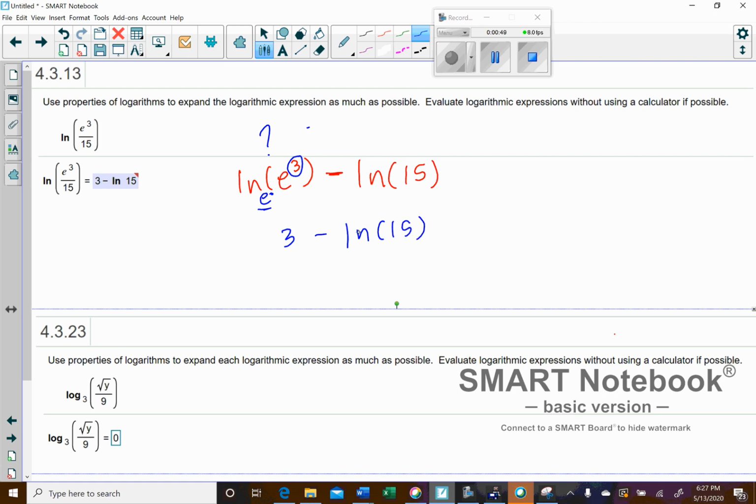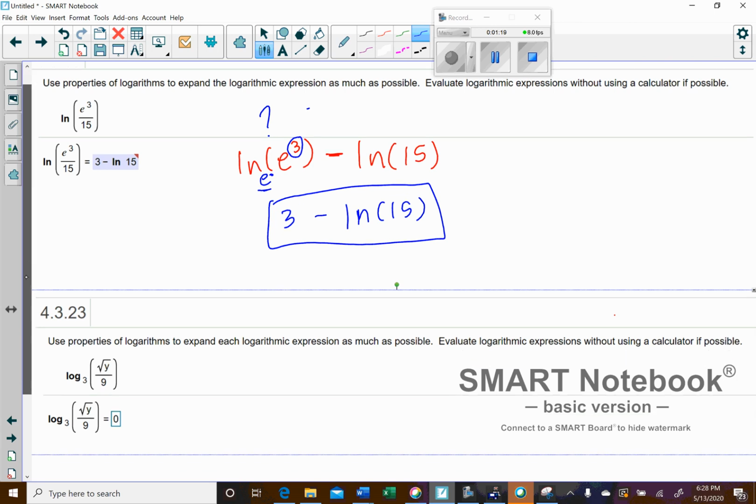Now here it's the same question. e to what power would give you 15? The answer to that is probably like 2 point something, but it would be an estimate, and so we're looking for exact answers. So we're just expanding it, and then we'll just leave it like that. And when you type this in, if you type in ln, it should hopefully kind of bolden and then give you a spot to put in the 15. You might have to play around with that a little bit.